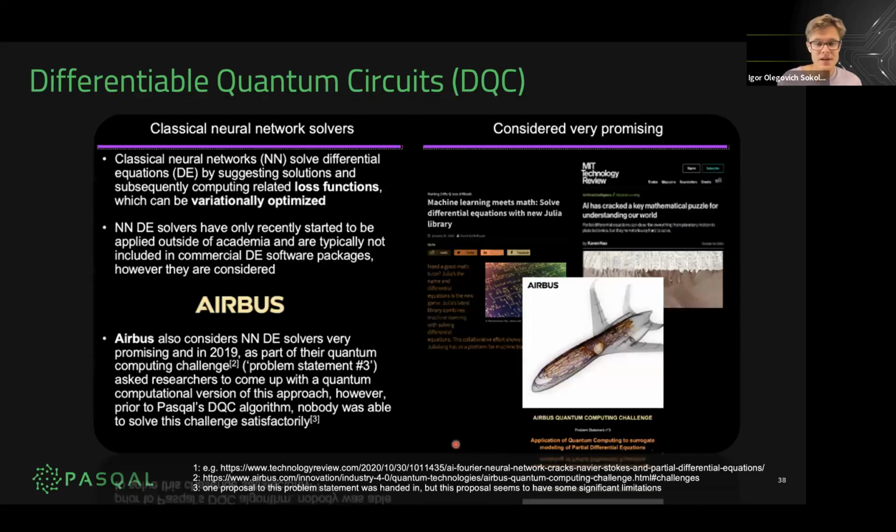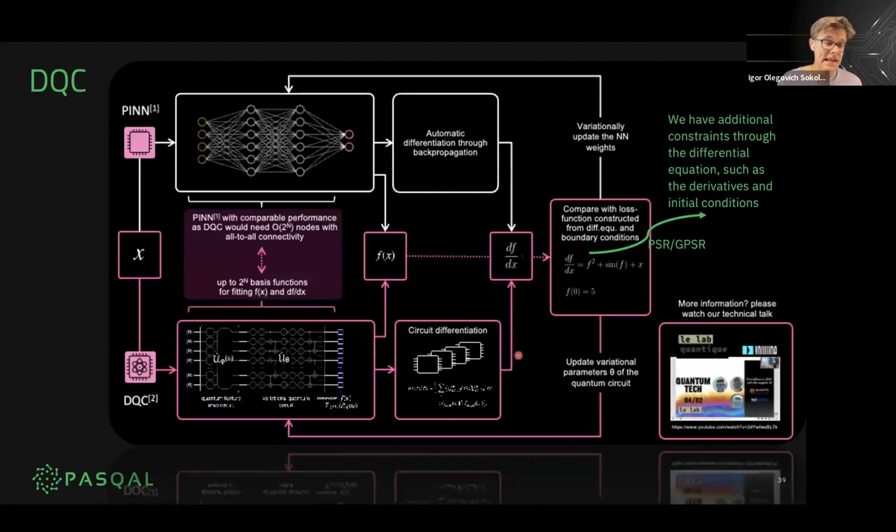This was one of the challenges where DQC showed its promise: an event organized by Airbus that asked, can you solve our problems with neural networks? Can you solve a differential equation? And actually, in the quantum challenge, our algorithm showed very good results. That was extremely nice to have. You can read about it from these links. Since that success, we have tried to really explore the most of it.